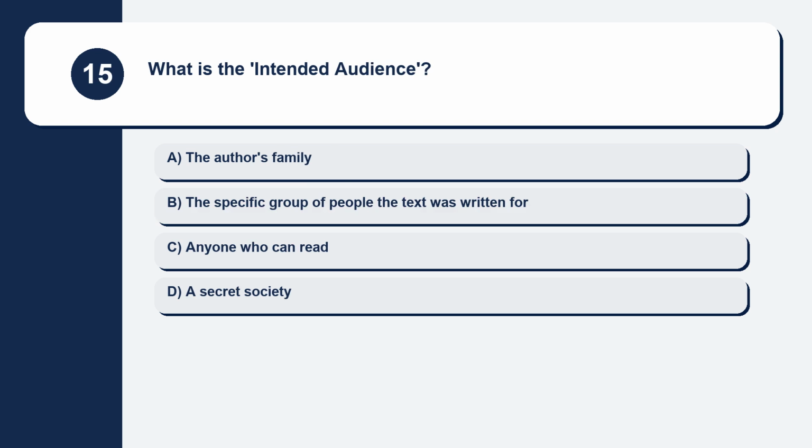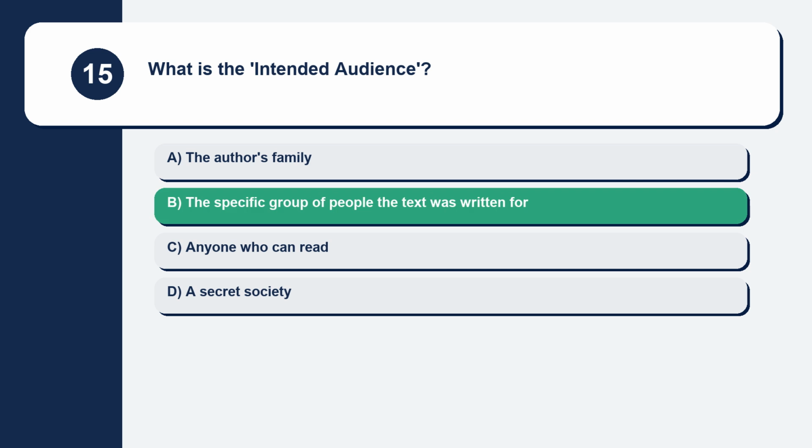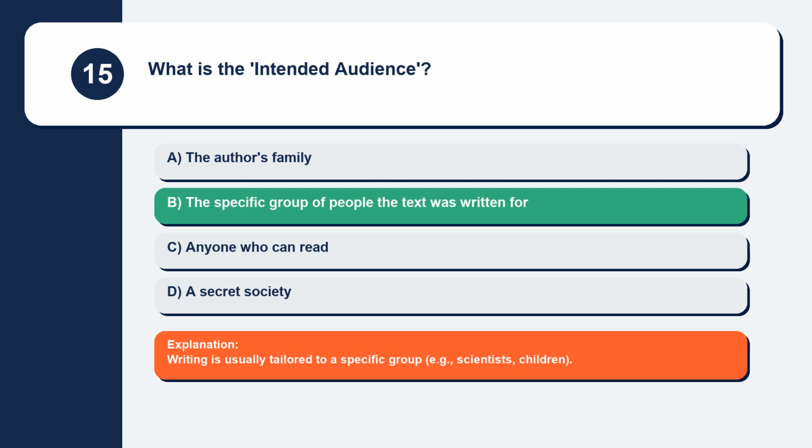Question 15. What is the intended audience? The author's family. The specific group of people the text was written for. Anyone who can read. A secret society. Writing is usually tailored to a specific group, for example scientists, children.